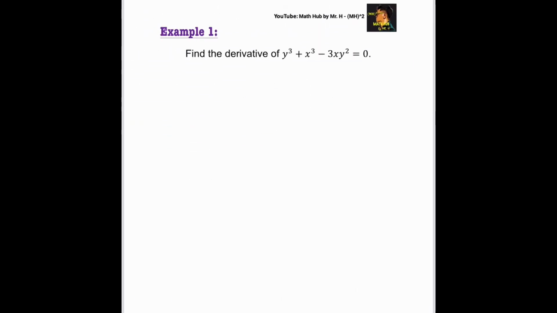Alright, so for example number 1, we are asked to find the derivative of y cubed plus x cubed minus 3xy squared equals 0. By just looking at the given, it tells us that the method that we need to apply here to find its derivative is what we call implicit differentiation.